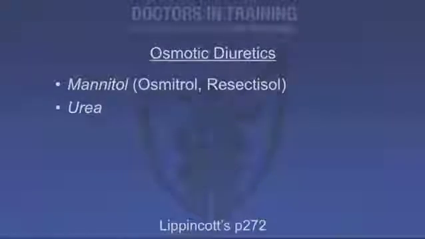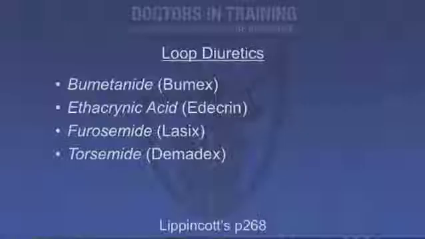The third class of diuretics we're going to go over are the loop diuretics. And believe it or not, they work in the loop of Henle. That's why they're called loop diuretics. Some guy got paid millions of dollars to come up with that. The primary loop diuretics we're going to talk about are bumetanide, ethacrynic acid, furosemide, and torsemide.